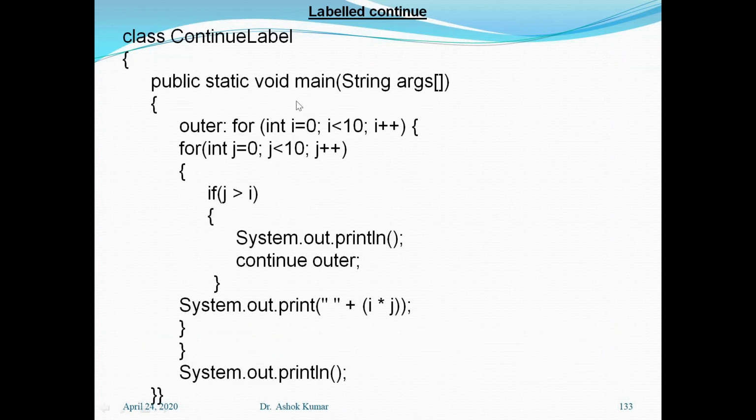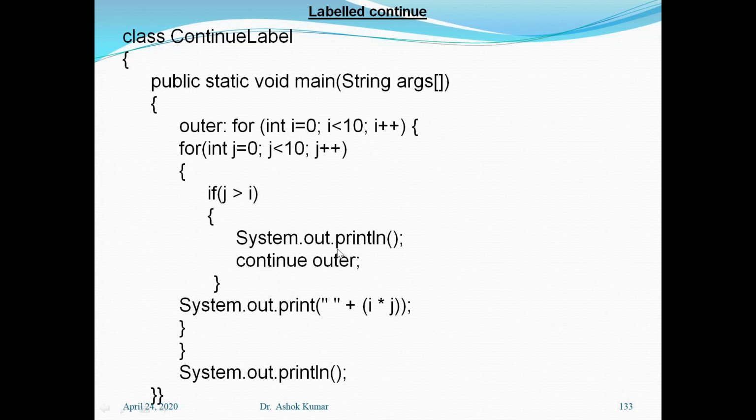Here we have used the labeled continue statement. So we have nested for loops in this case. One loop is this I, and we have labeled the outer loop with the label outer. So this is the outer loop, this one is the inner loop, and inside the inner loop, we have used continue.